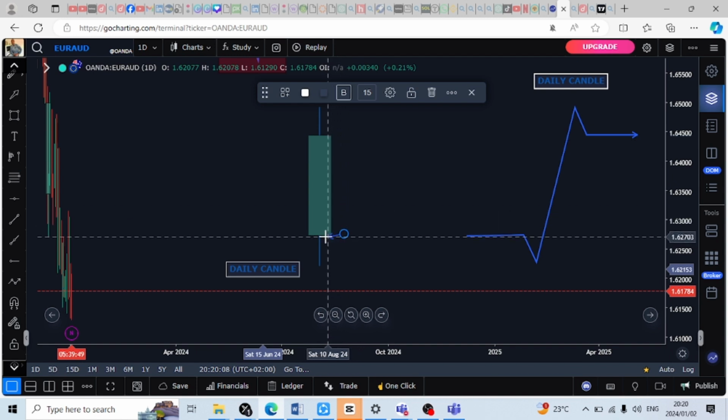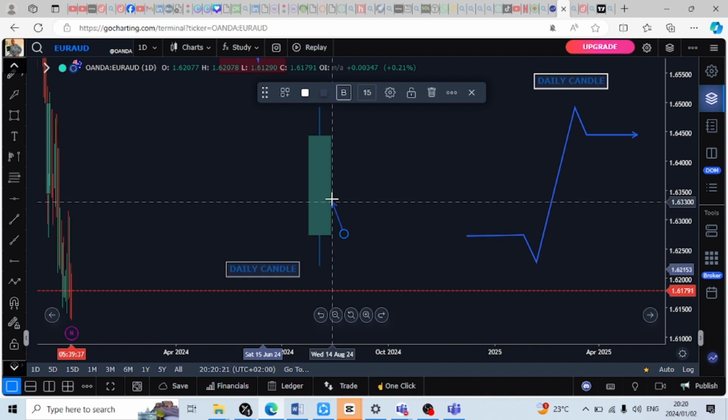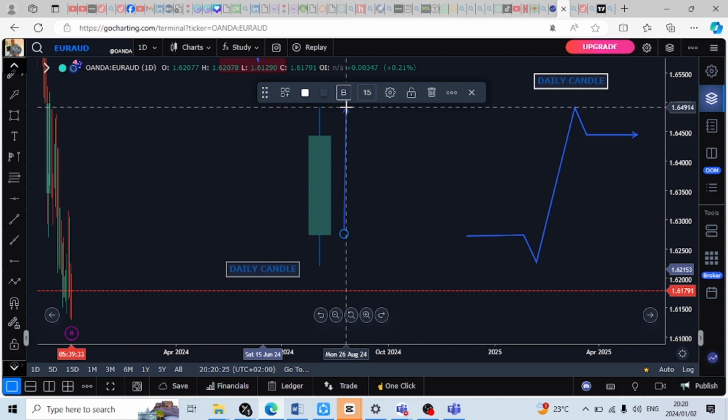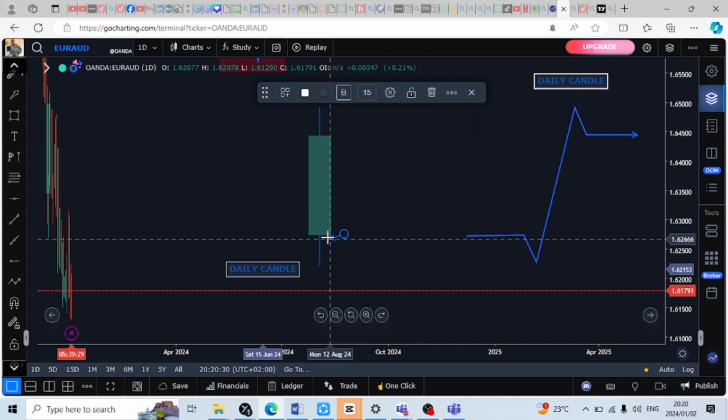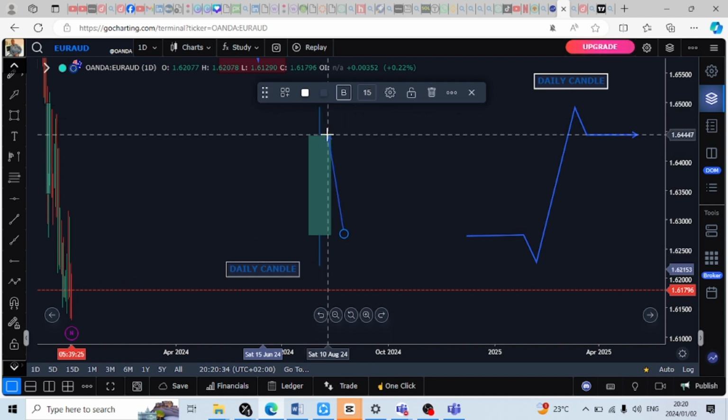That means price opened at this level, and there was a period where price dropped a little bit here. When the day started, some sellers took over and pushed the price downwards, and then the price moved upwards, reached this high, and eventually closed at this particular level. So we have the four important parts: the candle open, the candle low, the candle high, and the candle close. This is a bullish candle.